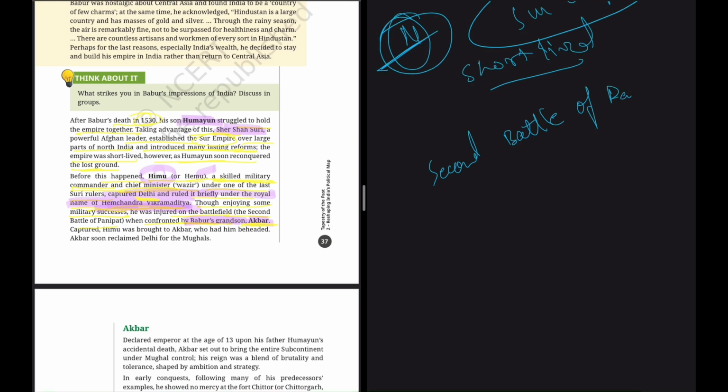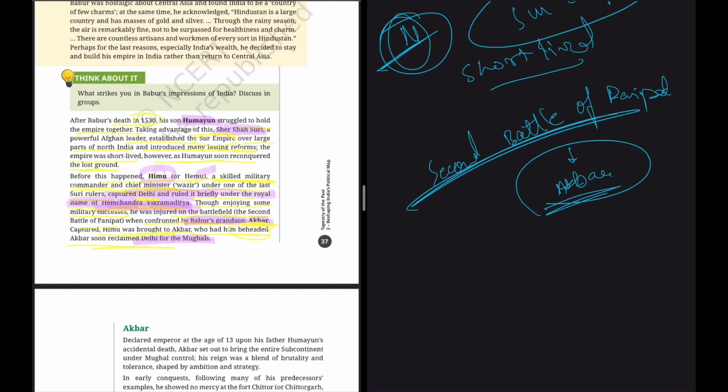In the second battle of Panipat, Akbar, Babur's grandson and Humayun's son, was there, and Hemu was captured and brought to Akbar, who had him beheaded. And Akbar soon reclaimed Delhi for the Mughals. For a brief period, Delhi was not under the control of the Mughals. But after the second battle of Panipat, Akbar captured Hemachandra Vikramaditya, and when he was brought before Akbar, he had him beheaded, and Akbar soon reclaimed Delhi for the Mughals.